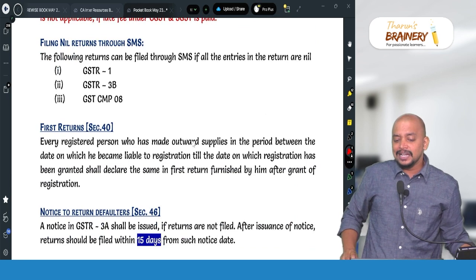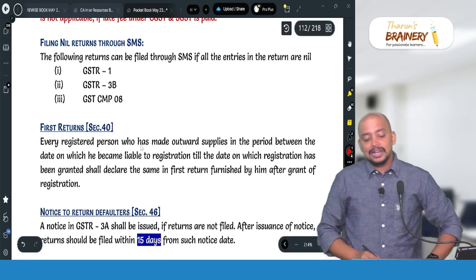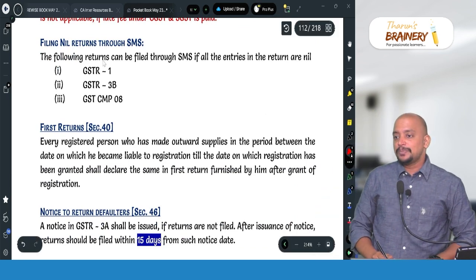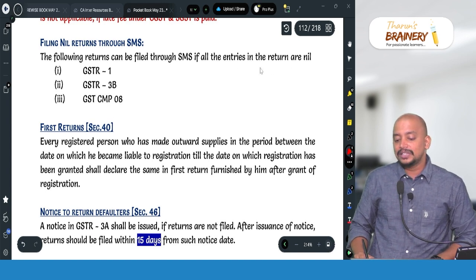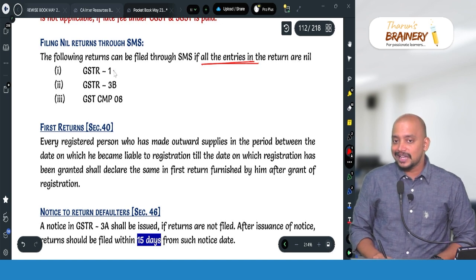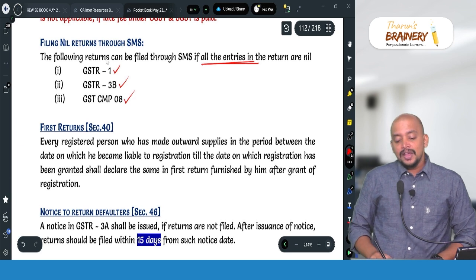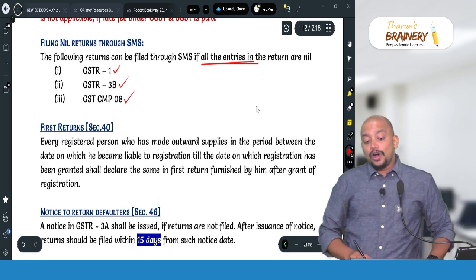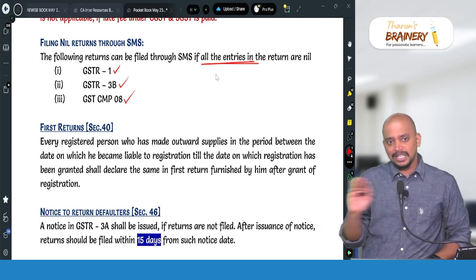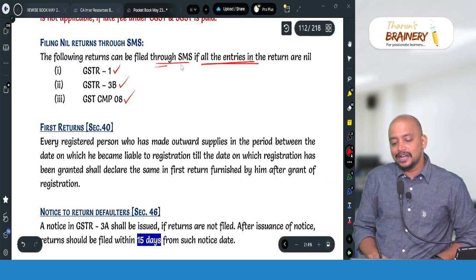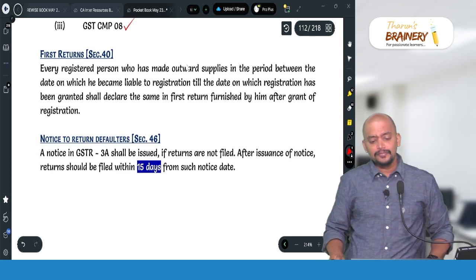Then filing nil return through SMS. There are 3 returns which can be filed through SMS, but all the data, all the entries in the return should be nil. That is GSTR 1, GSTR 3B and CMP 8. So these 3 returns, all the entries, means input tax credit also should not be there. Everything is 0, then we can file the return through SMS.